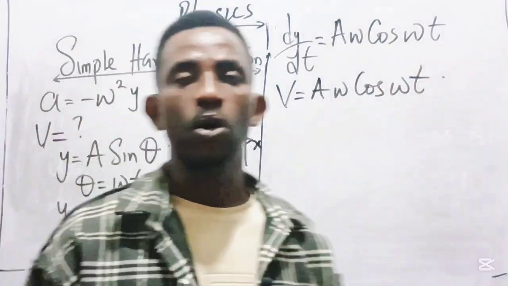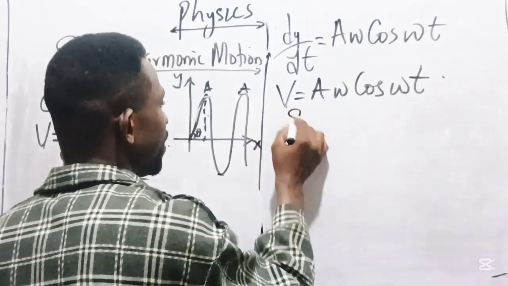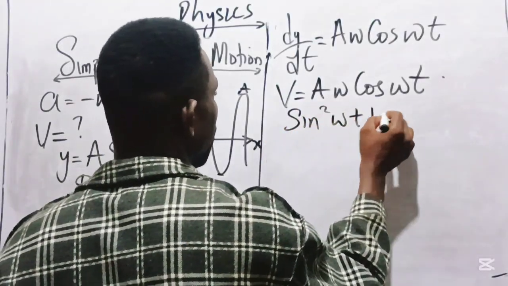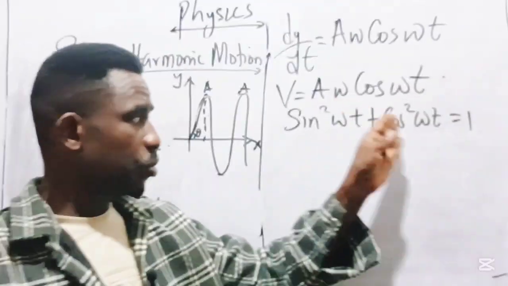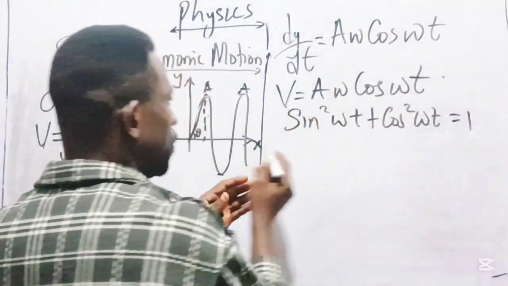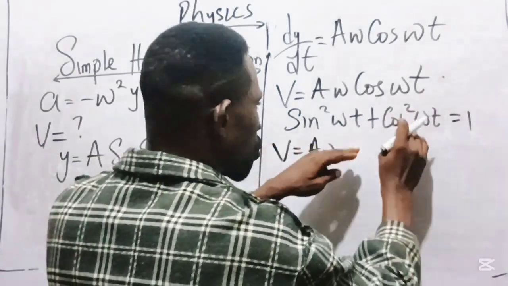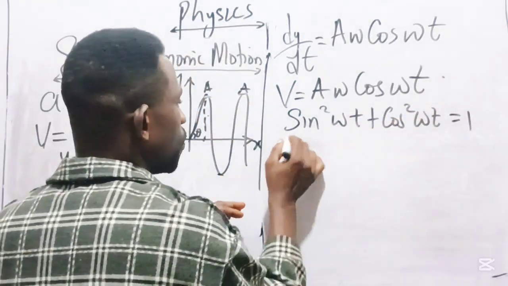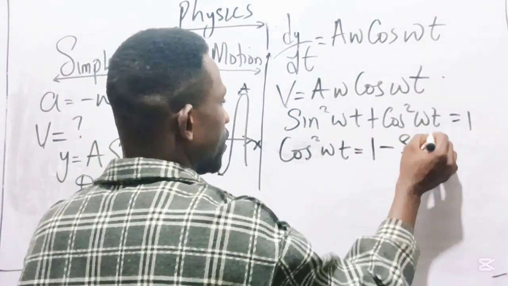And again, we have what we call the fundamental trigonometric identity, which says that sine squared wt plus cos squared wt is equal to 1. We need to substitute the value we got from here into this so that we remove it and know exactly what we're looking for. So v is equal to a w into, so what is cos squared wt? Let's look for cos squared wt first. We make cos squared wt the subject of the formula, so we have 1 minus sine squared wt.